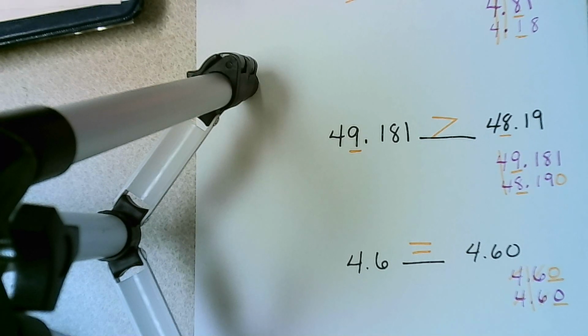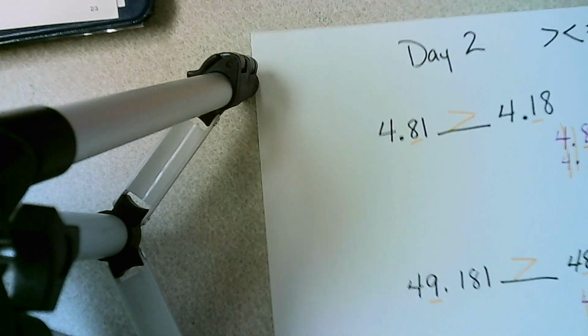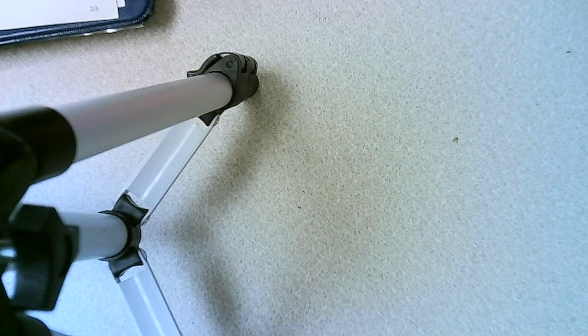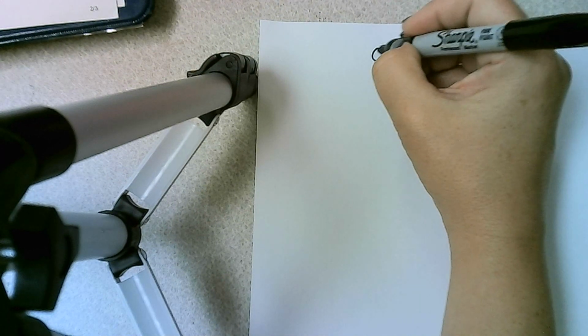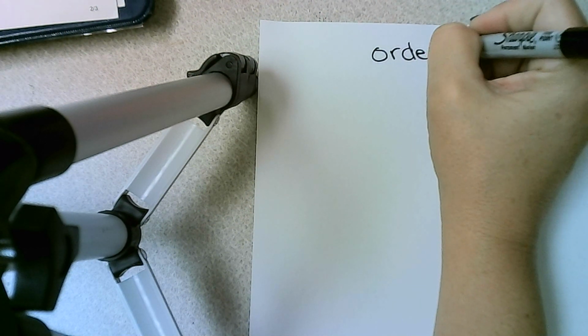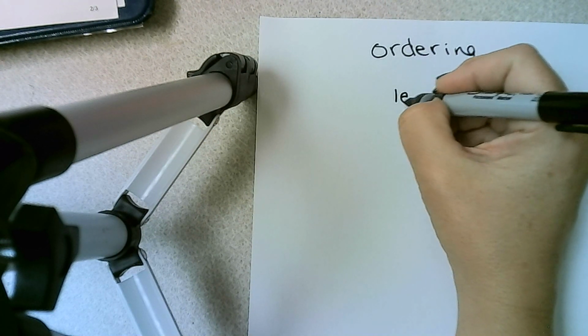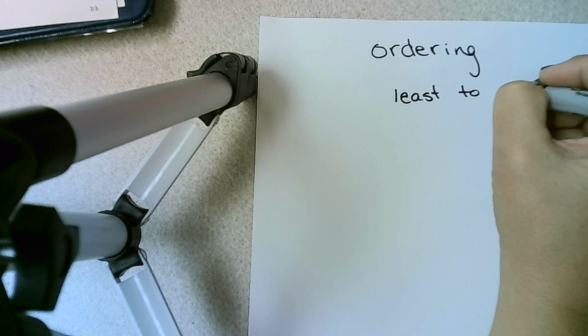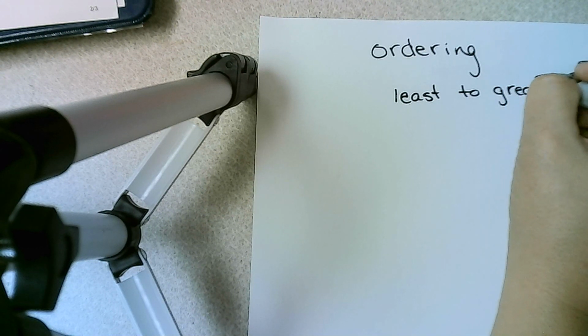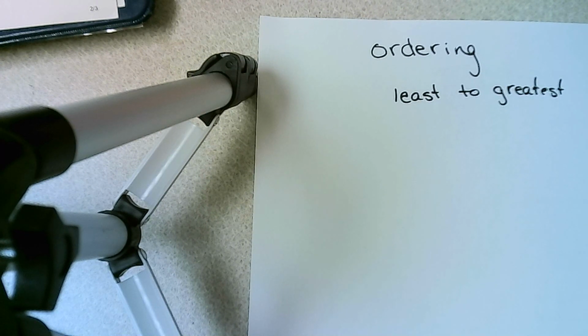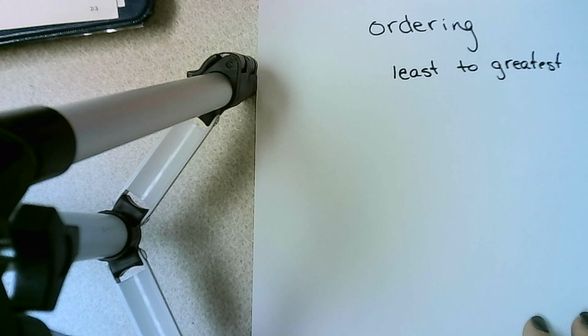Okay, the next examples we're going to go over is using our knowledge of greater than or less than to line up items in order from least to greatest or greatest to least. All right. So the biggest thing here is following the directions. If it says least to greatest, you have to put the smallest one first. So let's take some numbers.